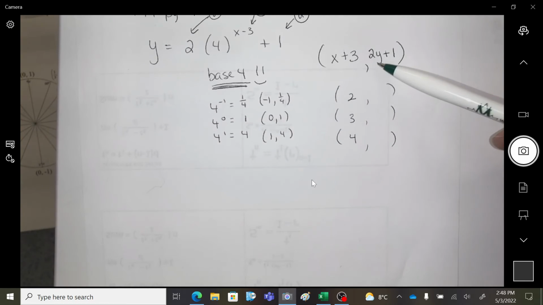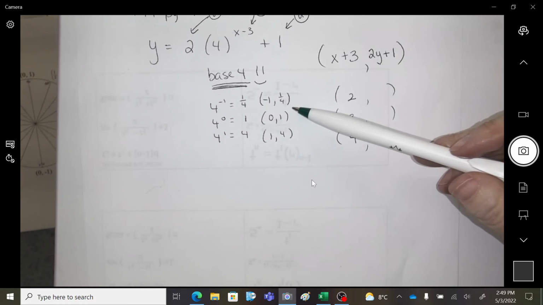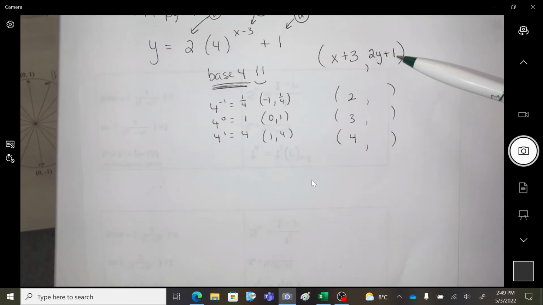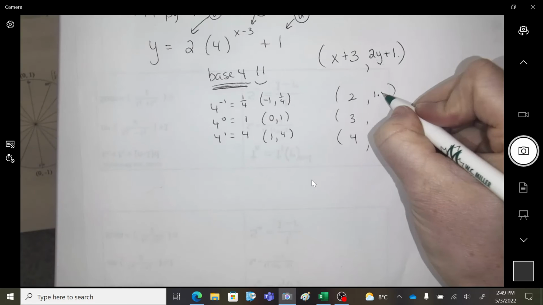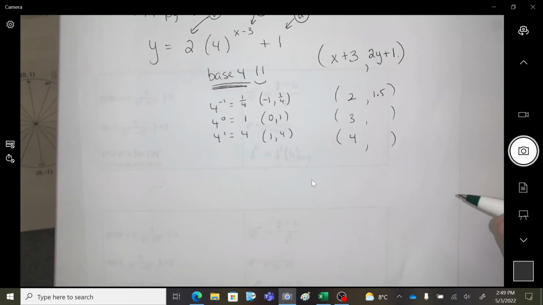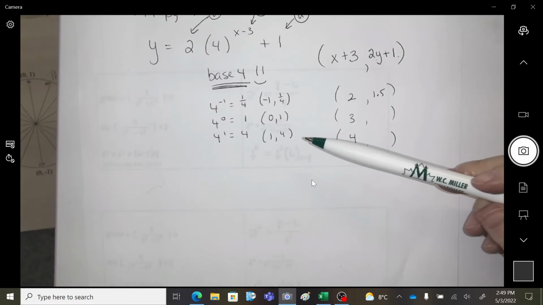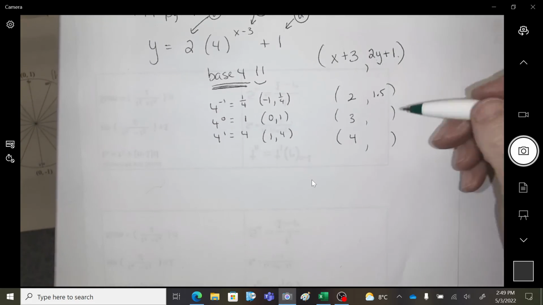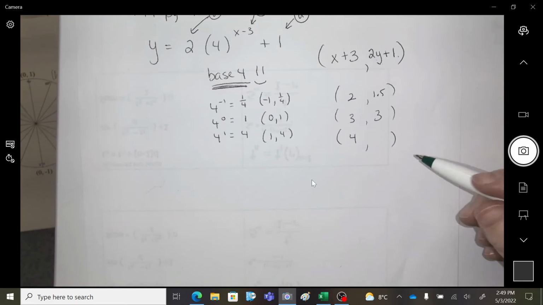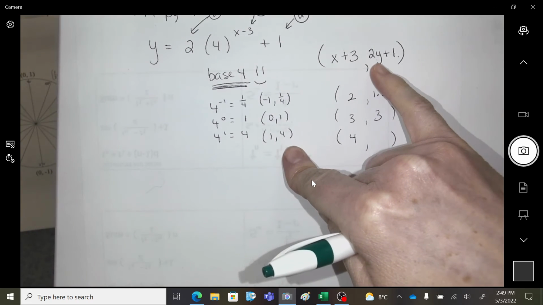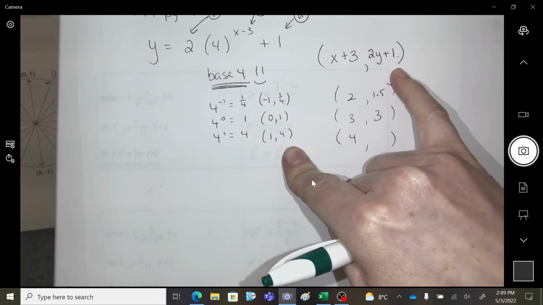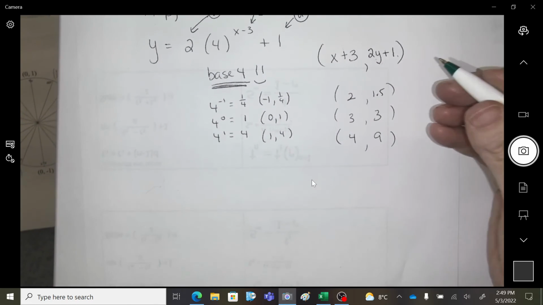Ready? I'm going to do the y's. This one will be a little tricky. What's 2/4? Half plus 1, 1 1/2. 2 times 1 is 2, plus 1 makes 3. 4 times 2 is 8, so 9.